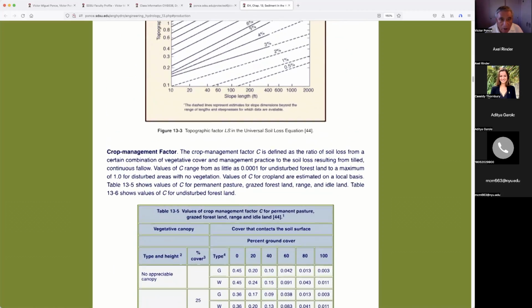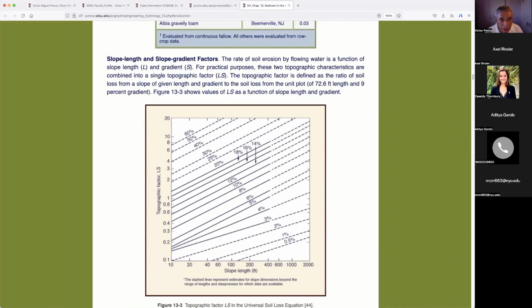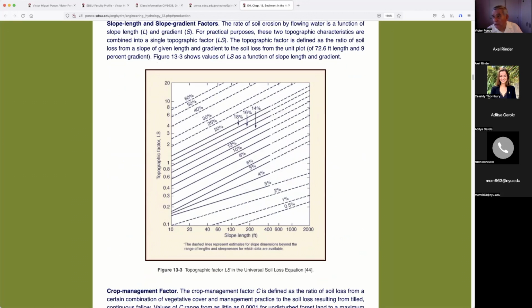Then we have the LS. I haven't talked about the LS. The developers of this method decided to combine the slope with the gradient, the length with the slope. And they produced this chart in here, which could be readily put into the computer, by the way. We have a calculator of this method, so this we had to put in the computer.